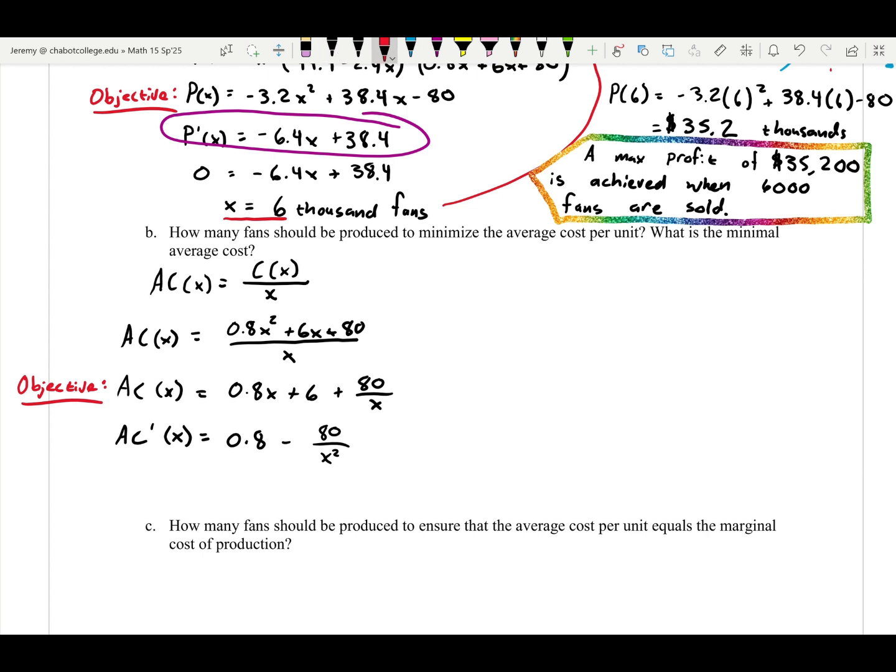All right, the steps in between, remember, we can rewrite this as 80 times x to the negative first power. So just doing a power rule, we get negative 80 x to the negative second, right? So that's where that last term came from there, just taking the derivative of 80 over x. So there is our derivative. Let's minimize the average cost using that derivative.